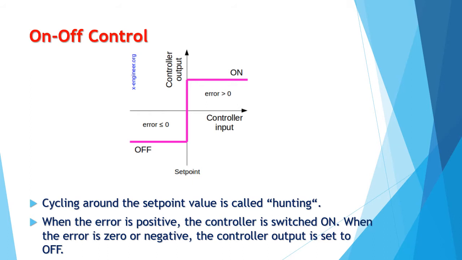As you can see, the on-off controller cannot keep a steady temperature in the oven but always goes above and below the set point value. This cycling around the set point value is called hunting.